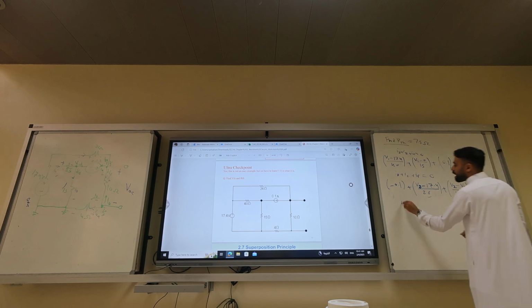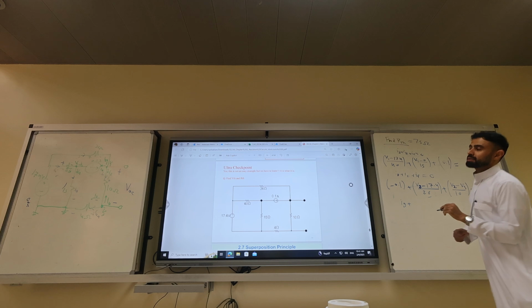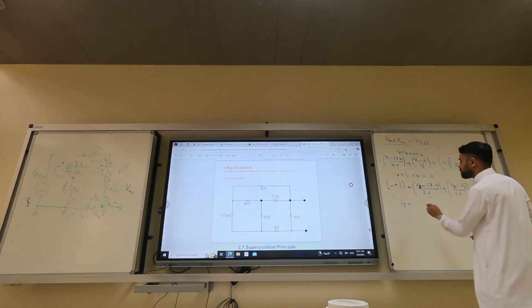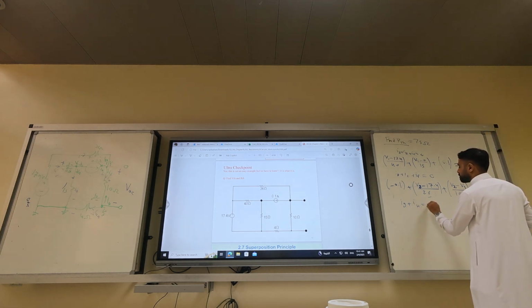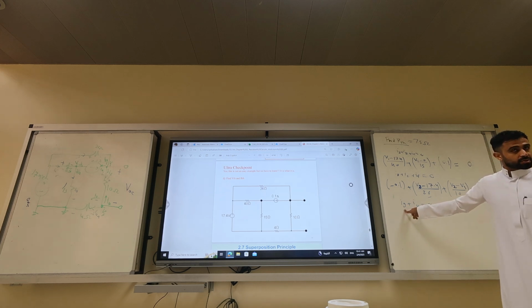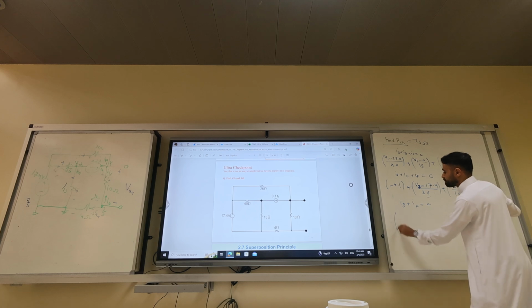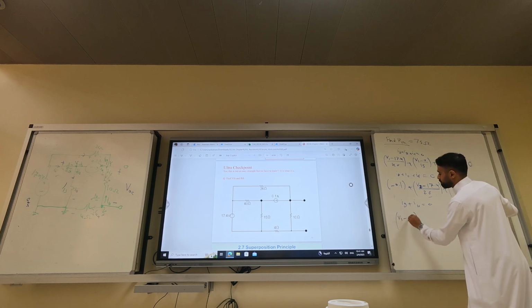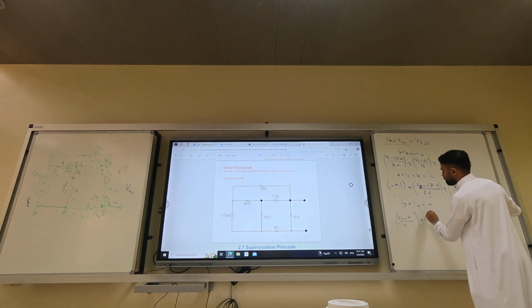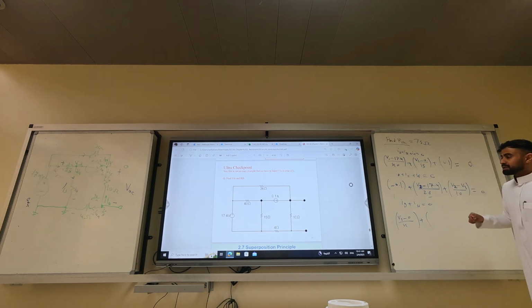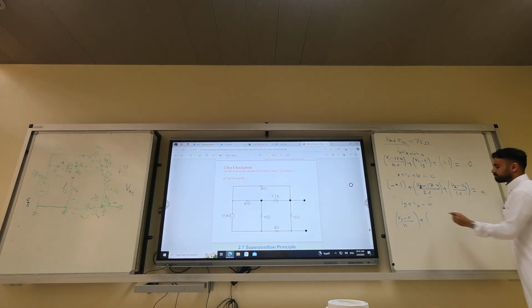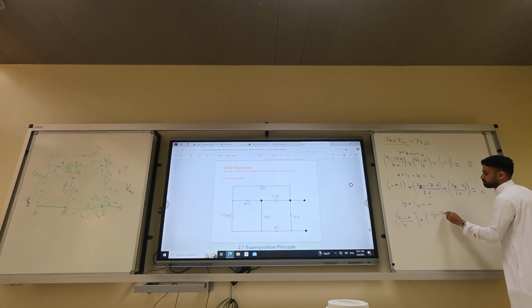Who wants to do IG plus IH? Note that here we only have two currents, but that's okay. Abdul Majid, where is IG? V3 minus 0 over 4. Plus, what is IH? V3 minus V2 over 10.